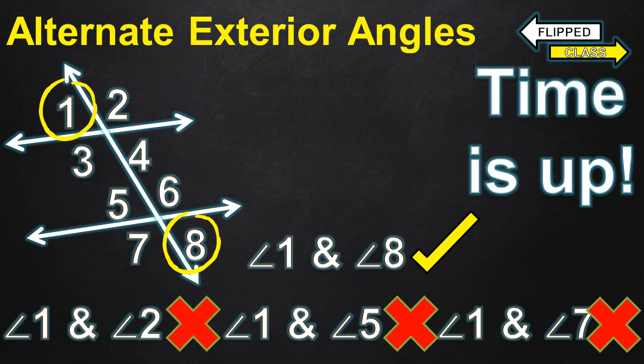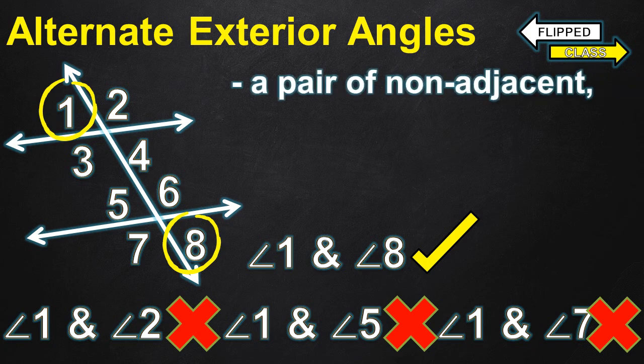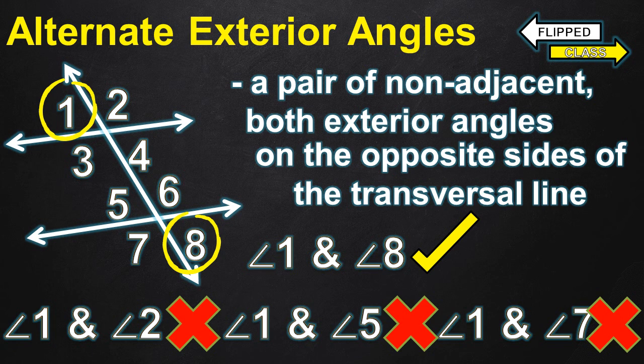Time is up. Okay. What makes angle 1 and angle 8 alternate exterior? Well, similarly to the concept of alternate interior, it just so happened that they are on the exterior part. Therefore, they must be a pair of non-adjacent angles, both found on the exterior, and on opposite sides of the transversal line, because we said alternate.